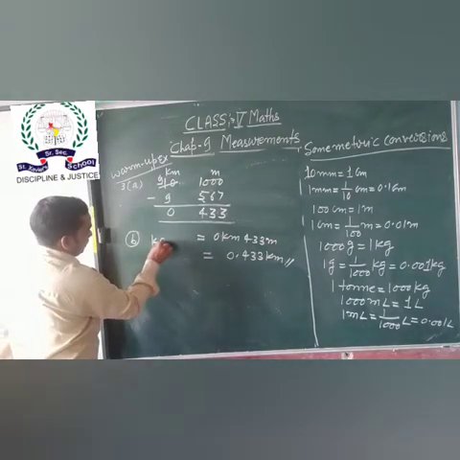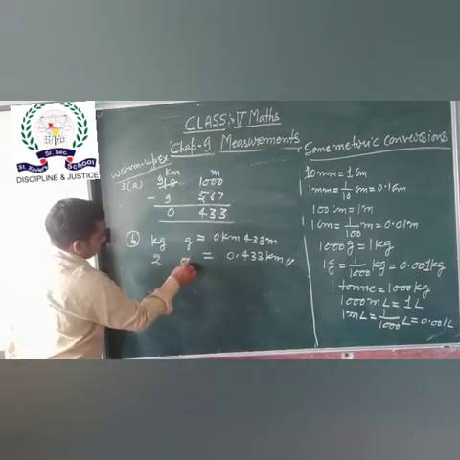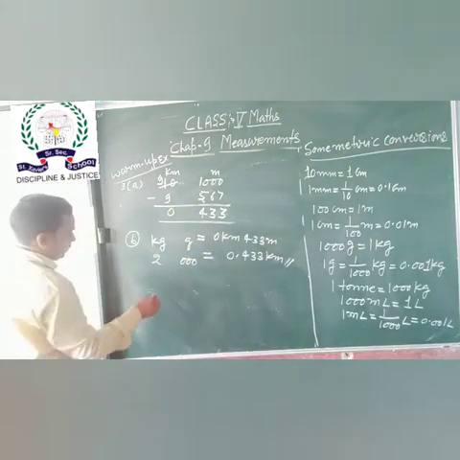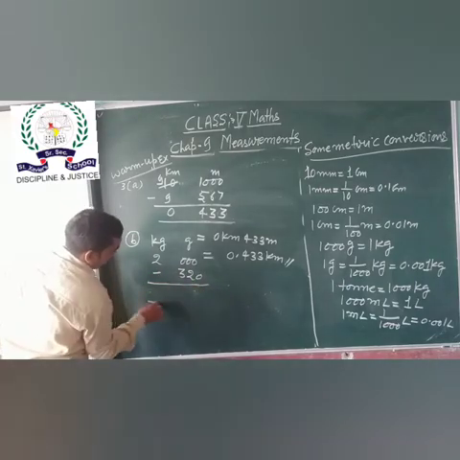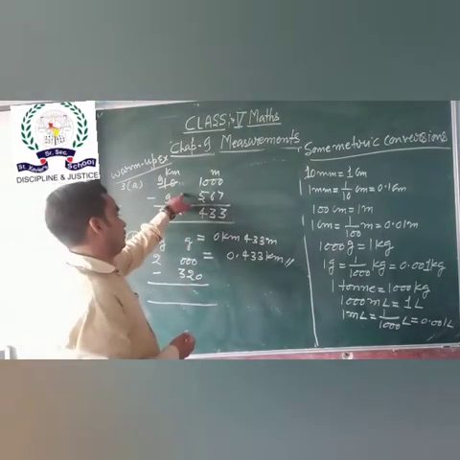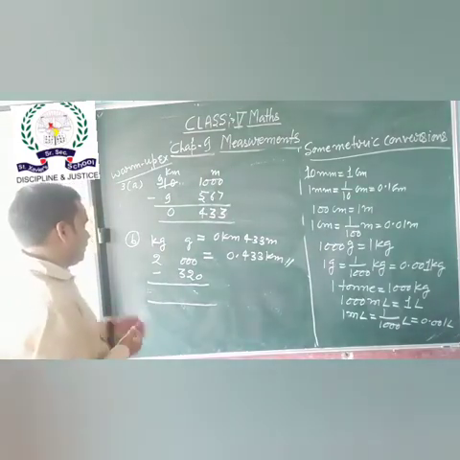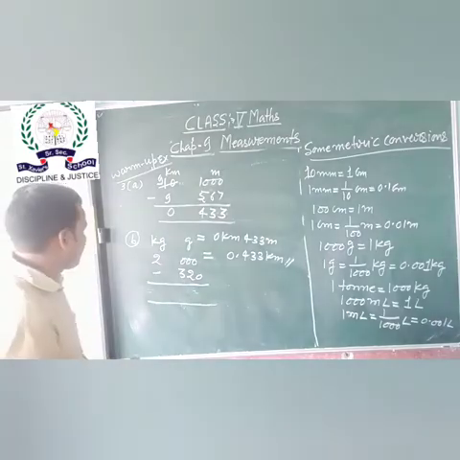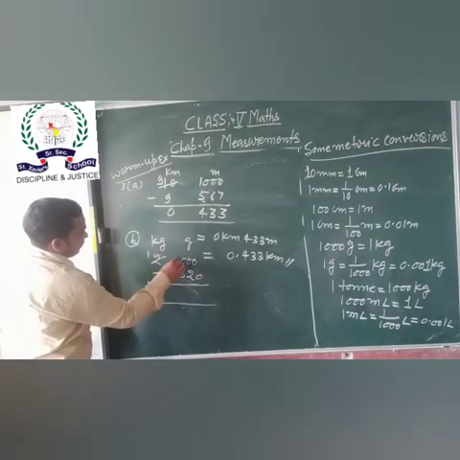So kilogram and gram: 2 kilogram and 000 gram, and 320 gram. Then subtract. The same process we have to apply here, like in kilometer. 1 kilometer equals 1000 meter. Similarly, here we have length, but here we have mass. So 1 kilogram equals 1000 gram. So carry out 1. So we have 1000 gram.